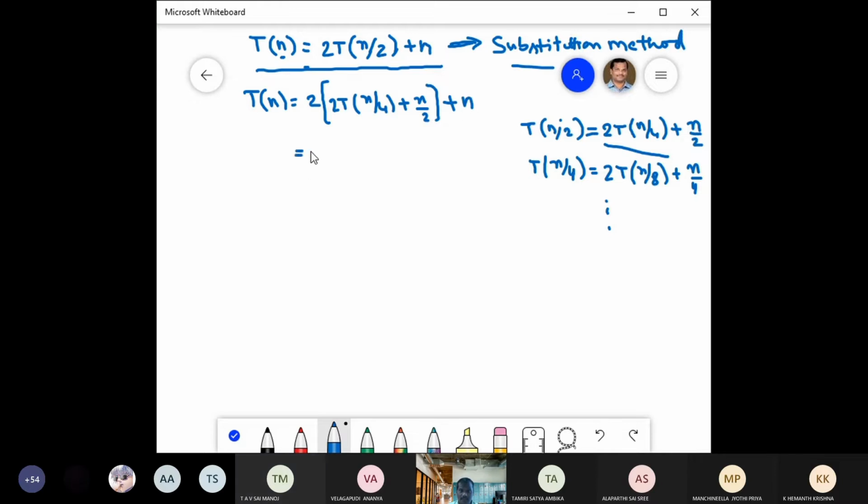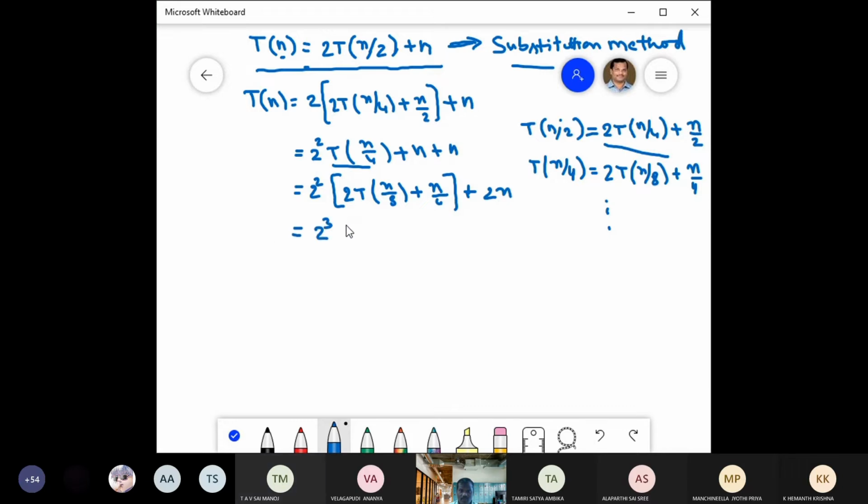So what is this value? It will be 2 square into T of n by 4 plus n plus 2n. Once again, this T of n by 4 value you substitute. What is T of n by 4? It is 2 into T of n by 8 plus n by 4. Plus 2n, this n plus n is 2n. Right?